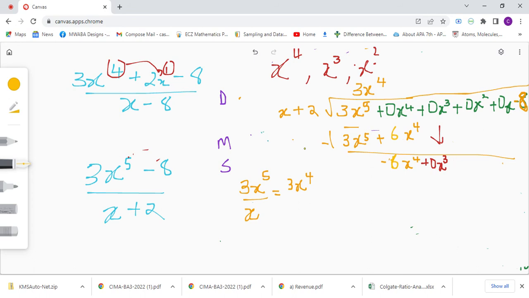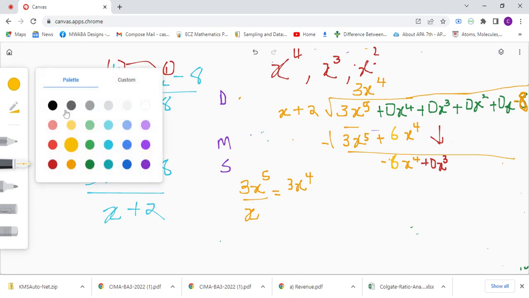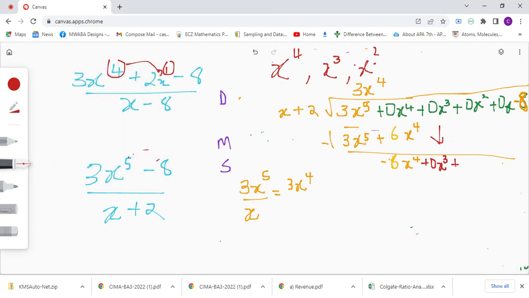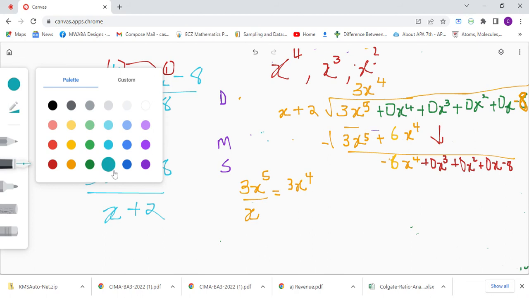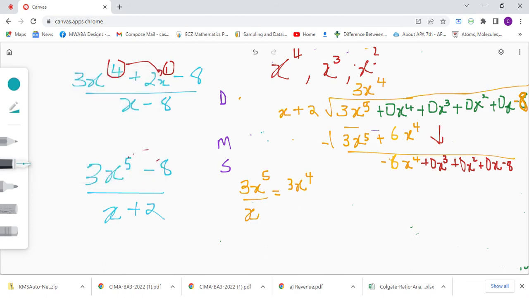So we bring down our 0x cubed plus 0x squared plus 0x minus 8. This one also looks like it will be a big answer. Brace yourselves, colleagues, it will be a big answer.